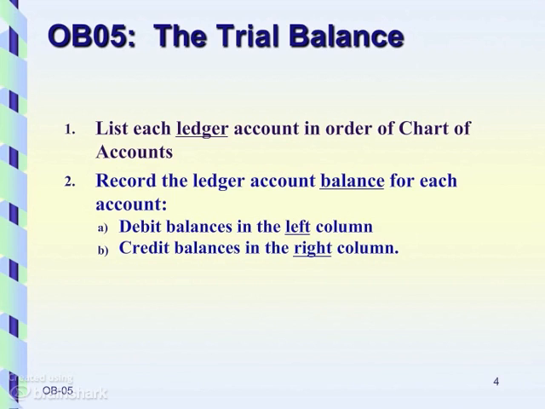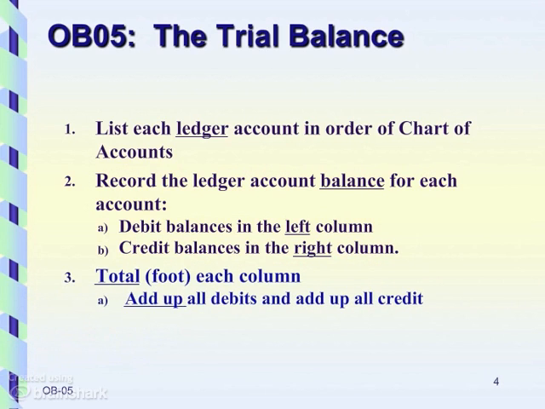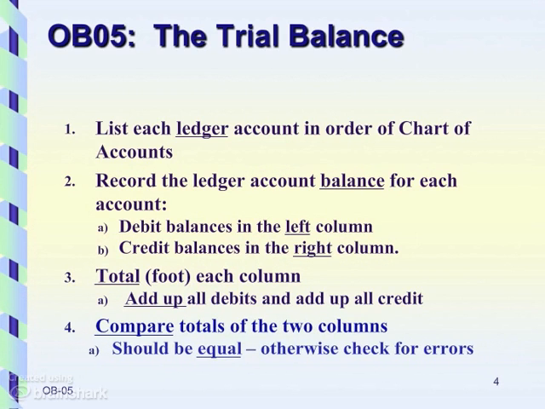After we've listed all the accounts from the ledger, we then record the account balances for each account. We list our debit balances in the left column and the credit balances in the right column. Again, then we total and foot each column, which basically just means add up all the debits, add up all the credits. Then we compare the two columns, and they should be equal. If they're not equal, we know we've made a mistake and we need to go back and recheck our posting and our journal entries.